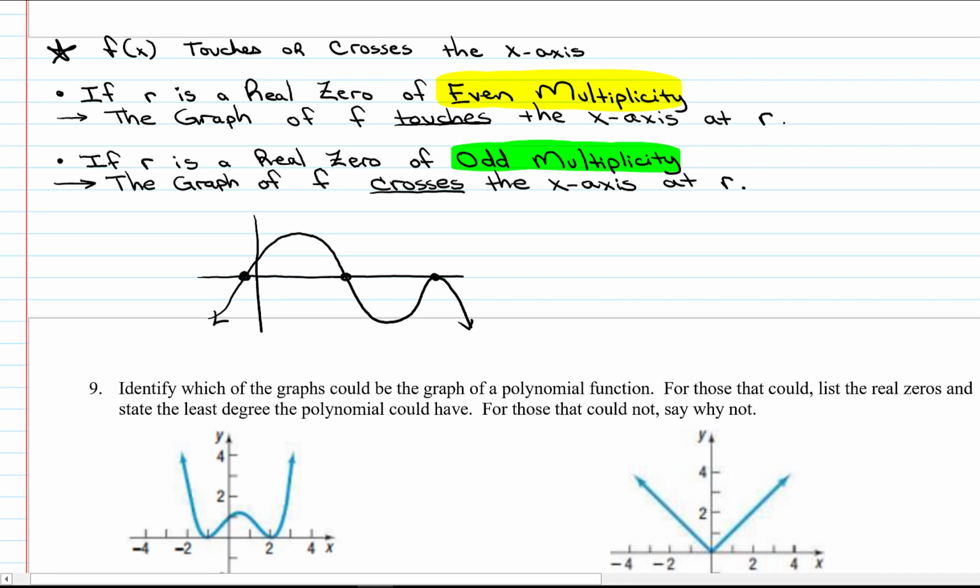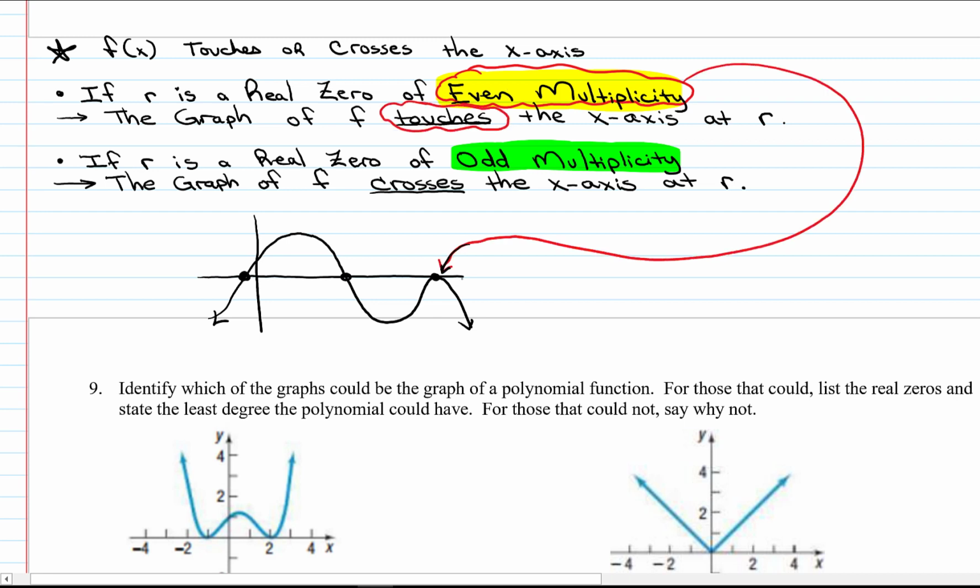So here, these first two points, they cross. The last one touches. This last one that I drew here, I could tell that this zero is of even multiplicity because it only touches the x-axis. So I'm going to write here, this touches, right? And this zero has even multiplicity, like an even power on the factor. That's what it means. If you need to write bounces off or is tangent at that point in the note, write that in there as well.